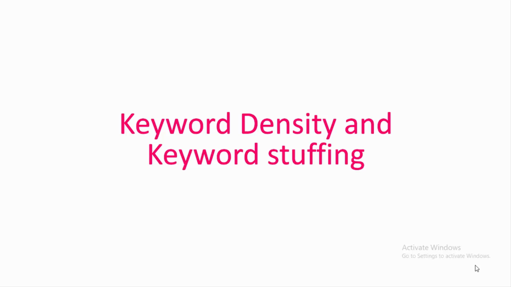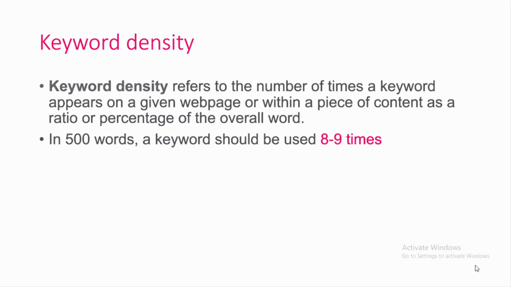and first of all, we're going to talk about keyword density. So what is keyword density? Density means the number of times a certain thing is written in a content, and keyword means the word that you are writing, that specific word. So keyword density refers to the number of times a keyword appears on a given web page or within a piece of content as a ratio or percentage of the overall content.